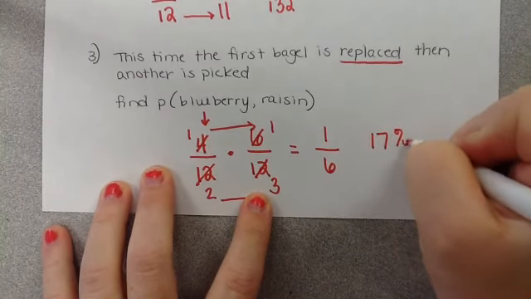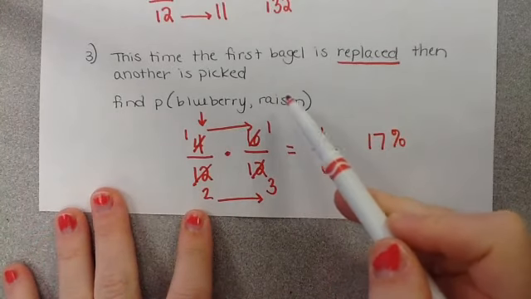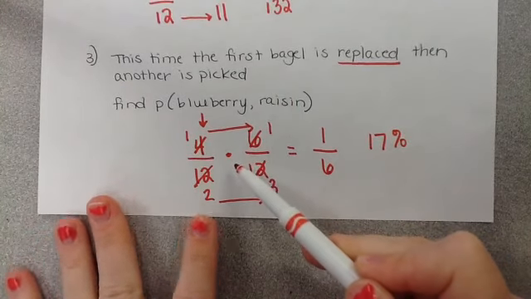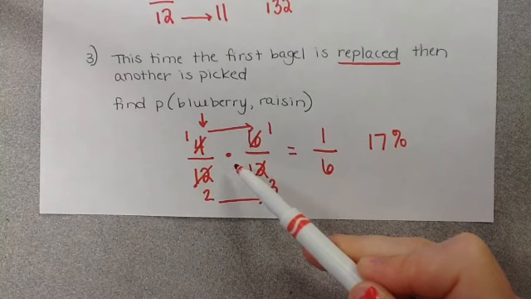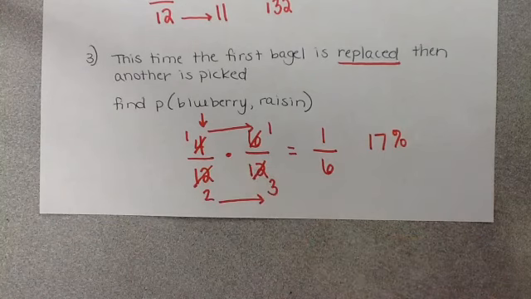17%. So you're going to find the probability of each one. Pay close attention if it is replaced or not, and multiply them together to get your final probability.